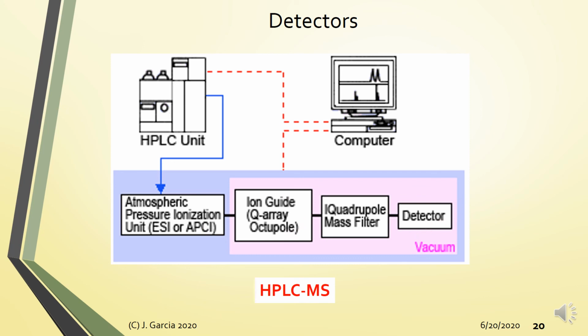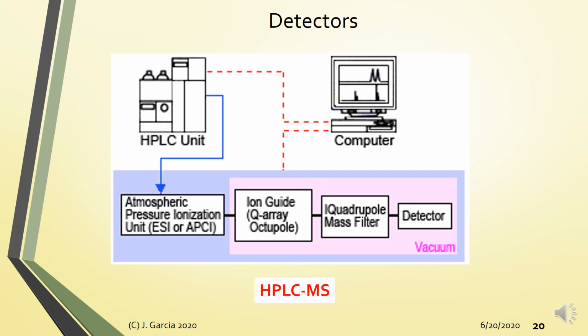So this is the most sensitive among the detection techniques for LC. Similar to your GC, with an LCMS unit, you would have the separation power of a liquid chromatograph, and at the same time the ability of a mass spec to give you the identity of an unknown component.